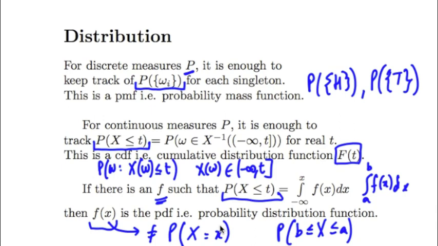That's all we have to say for the moment about distributions and random variables and events. Next time we'll continue by talking about means and variances and moments and things of that sort.